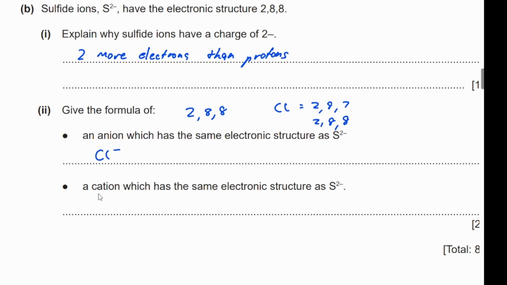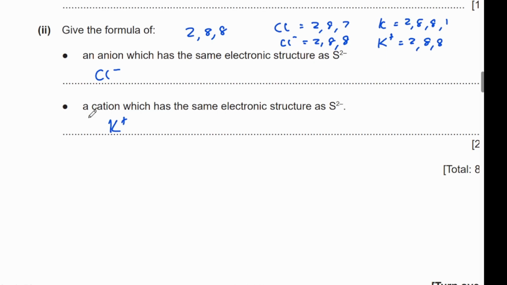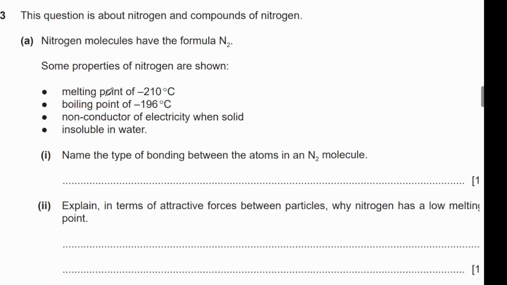Okay? A cation which has the same electronic structure as S2 minus, we can put K plus, okay? Because potassium originally has the electronic structure of 2.8.8.1, but since it has a plus, you give away one electron. So after you give away its electron, you become 2.8.8. Therefore, this can be potassium ion.